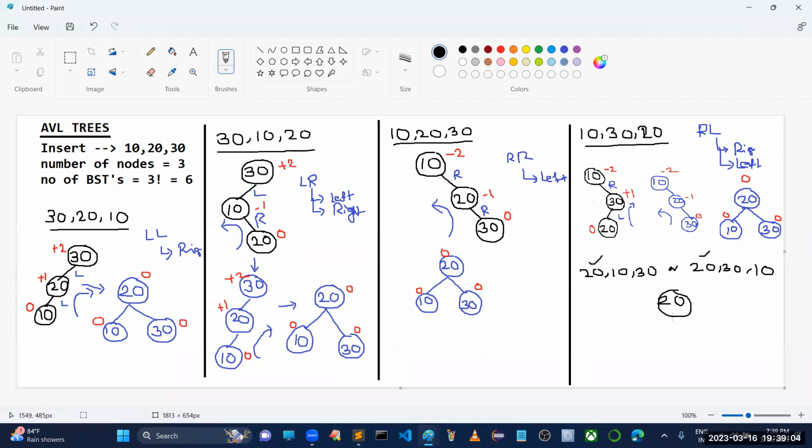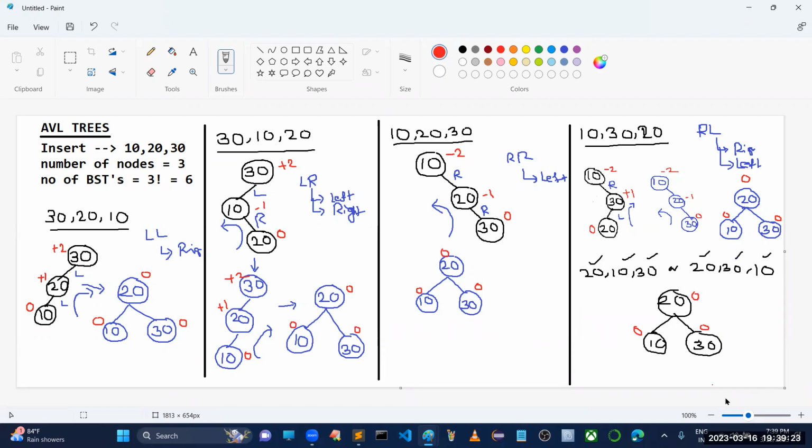If you insert a 10, it will come under the left subtree. After that, 30 goes to the right subtree. Here also, if you insert 30, first it will be inserted in the right subtree. Then if you insert a 10, it will be inserted into the left subtree. By default, this is already a height balanced tree.